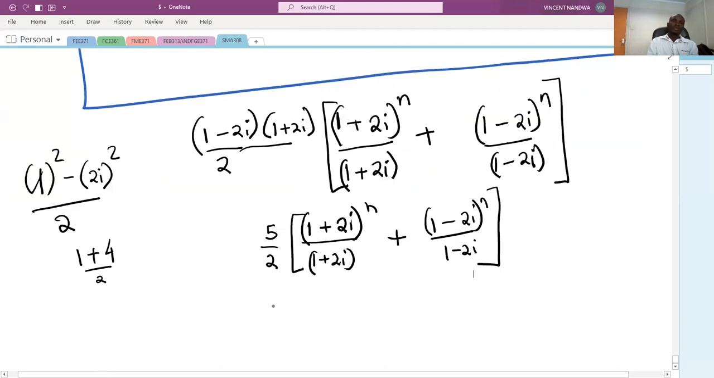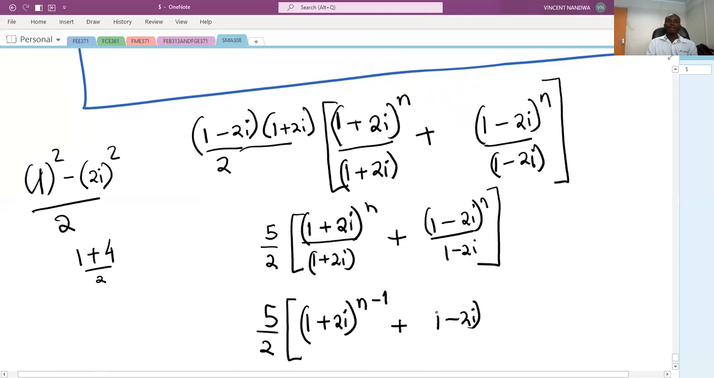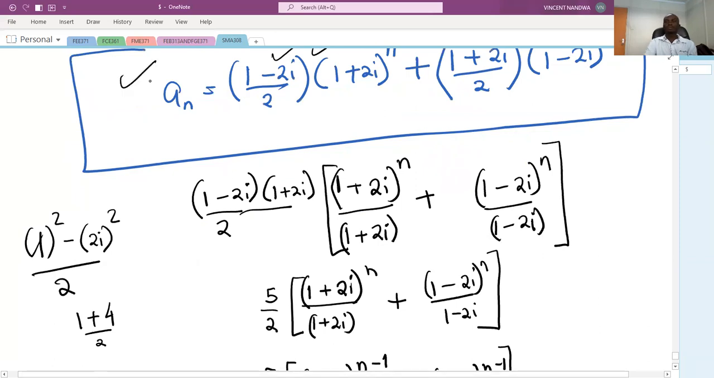So we can as well write this one as 5 over 2 into (1 plus 2i) power n minus 1 plus (1 minus 2i) power n minus 1. So we can as well write the solution this way, or just leave it at this point, there's no problem. That's how we solve that particular question. Thank you.